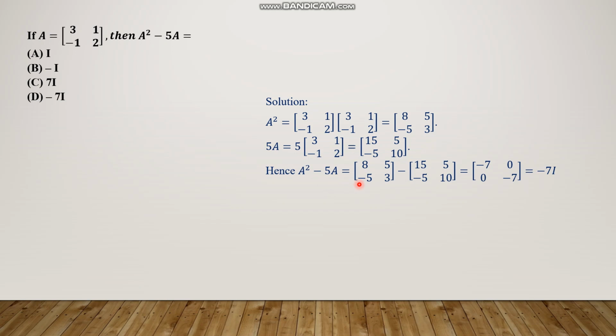Now A square minus 5A, which is 8 minus 15, that's minus 7. 5 minus 5, that's 0. Minus 5 minus of minus 5, that will be 0. 3 minus 10 is minus 7, that is minus 7I. So it's option D, minus 7I will be the answer.